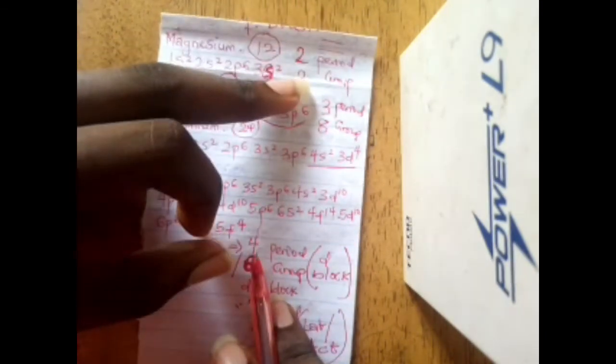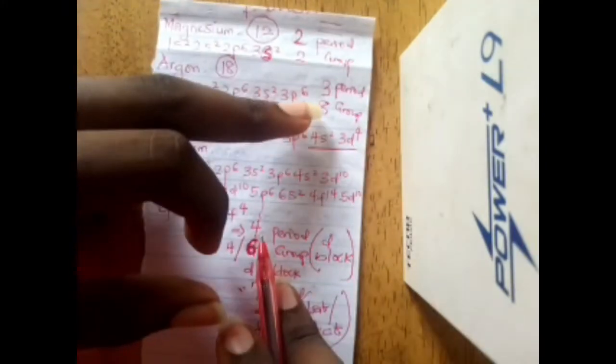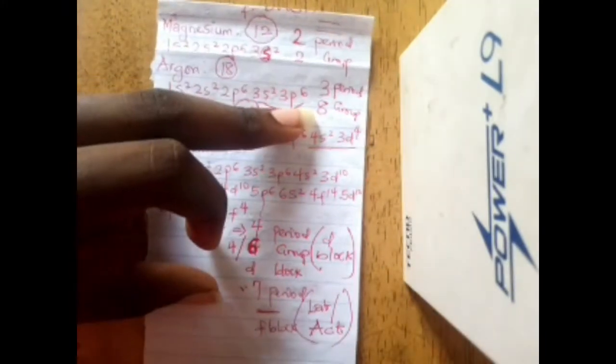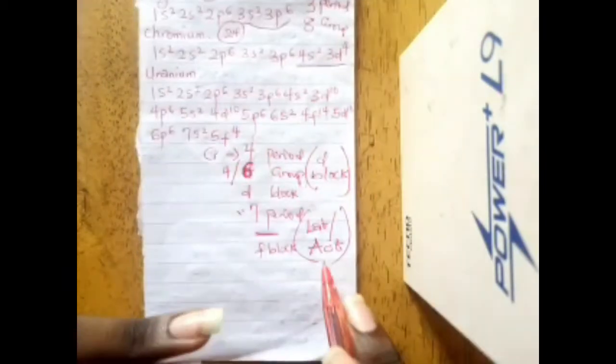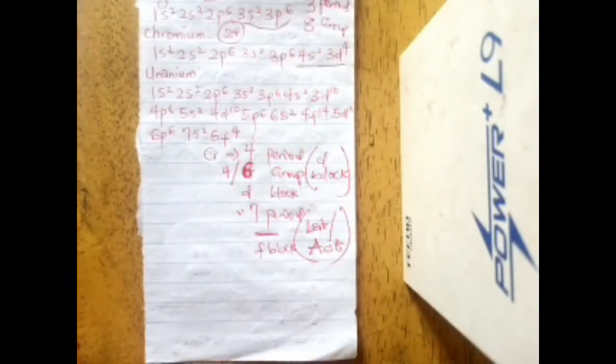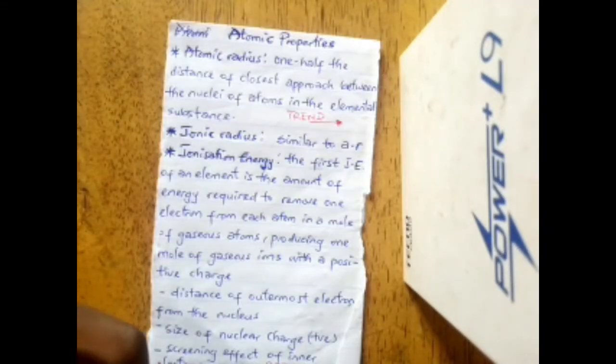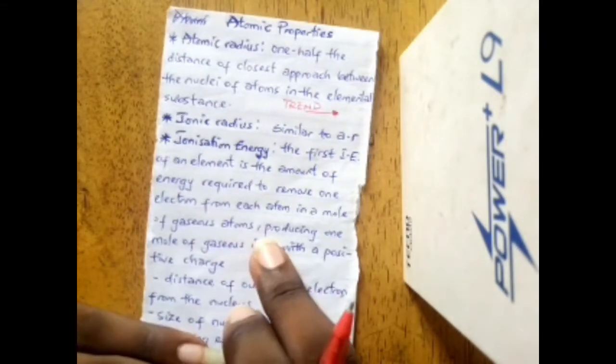So to locate these electrons now, you have used the period and groups. So this is a group 2 element. This is a group 8 or group 0 element. This is a D block element, transition element, and this is an F block element in the lanthanide or actinide series. Okay, so next up now we'll be looking at atomic properties.